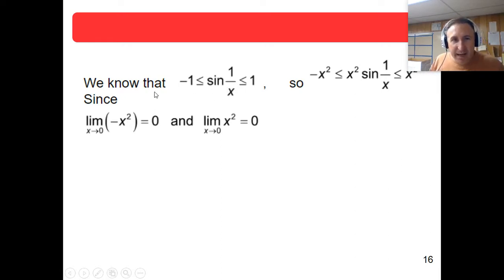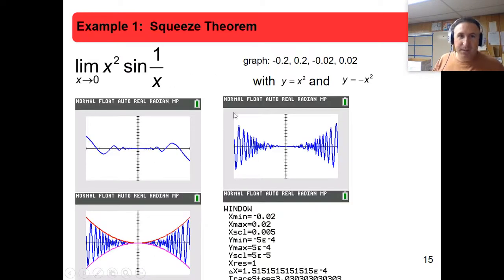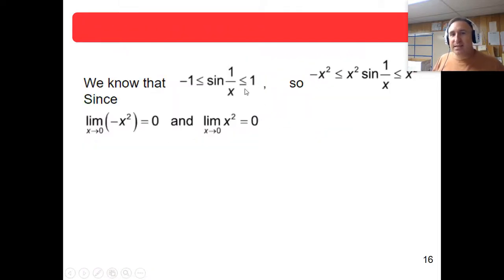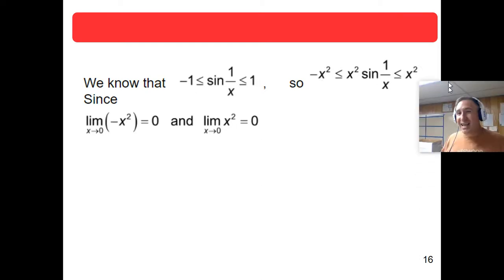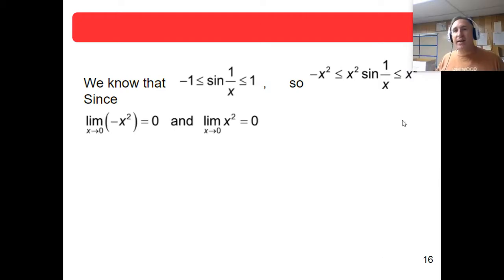So if I multiply everything in this inequality by x squared, that means that negative x squared is less than or equal to x squared times sine of 1 over x, which was our function, if you remember, which is less than or equal to x squared. Sorry, my face is in the way. But you can see that, okay? So I multiplied x squared by everything, and we're algebraically showing that this function has to be between negative x squared and x squared. Okay, that's the analytic approach. We didn't have to look at a graph to know that.